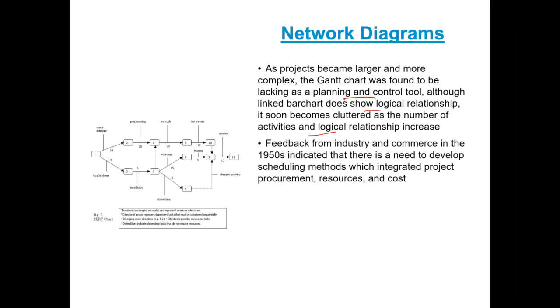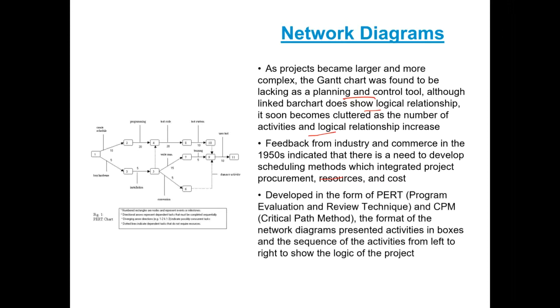Feedback from the industry and commerce in the 1950s indicated that there is a need to develop scheduling methods which integrated project procurement, resources, and cost. And this led to development in the form of PERT, or Program Evaluation and Review Technique, and critical path. We will be reviewing both of these techniques.